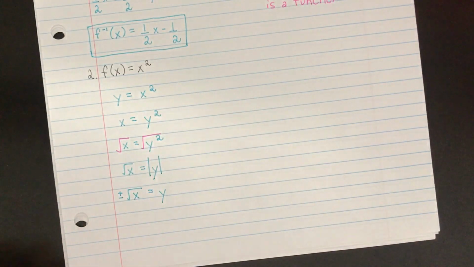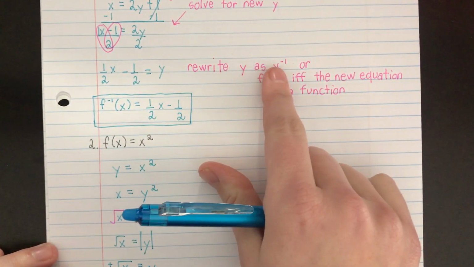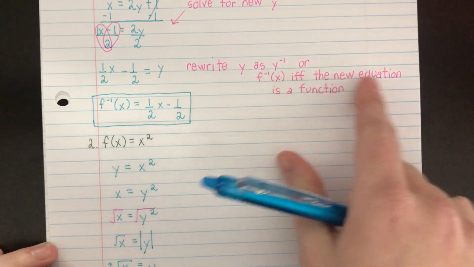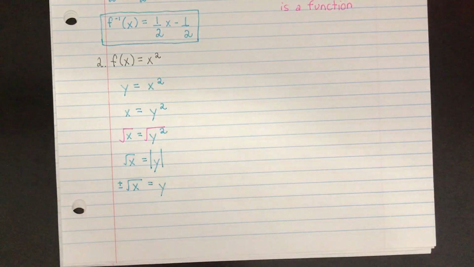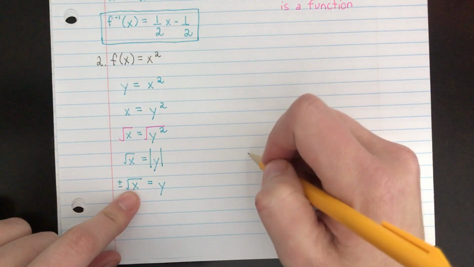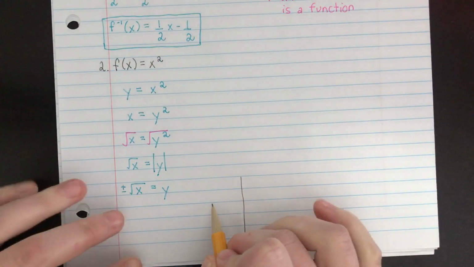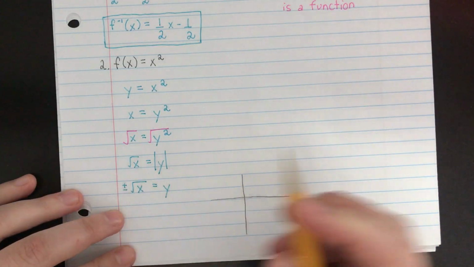Now let's look at our last step here. Rewrite y as y inverse or f inverse if and only if the new equation is a function. Is this equation a function? Well, hopefully you know that this is the square root graph. It's both the positive and negative version.